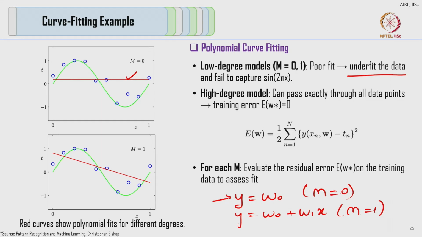If we look at m equals 1, we can see that it is w0 plus w1 times x, which is essentially a line. Although it is a line, if we plot it and see it in the graph below, it does try to approximate some of these points. However, it is not a very good approximation overall to the curve.